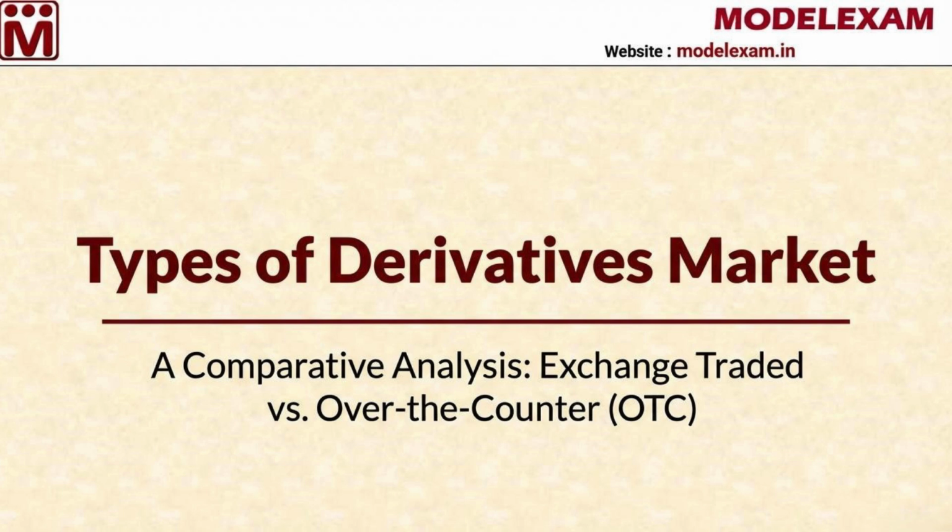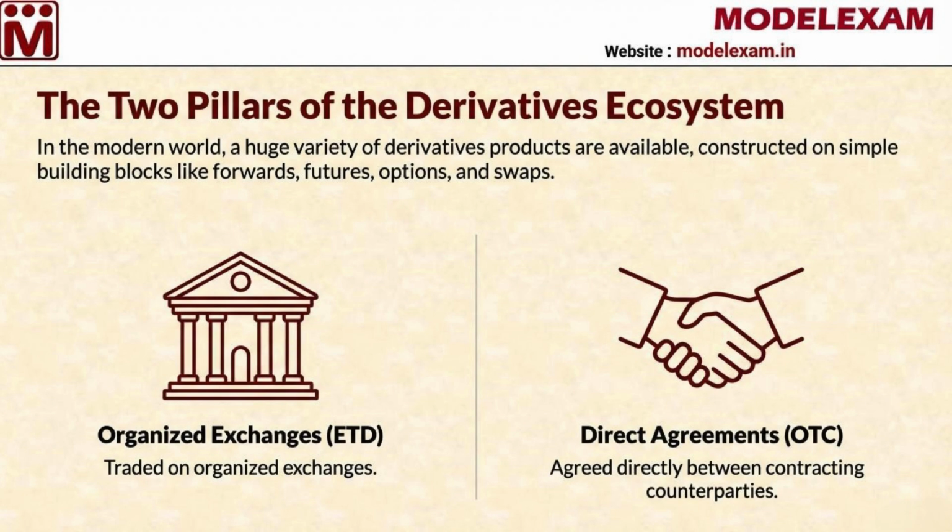Types of derivative markets. Let's get started with different ways the derivatives are traded. We are going to explore a comparative analysis of two main parts, that is the exchange traded and over the counter market, which we often call OTC. By the end of this video, you will have a clear picture of how these two function and how they differ from one another.